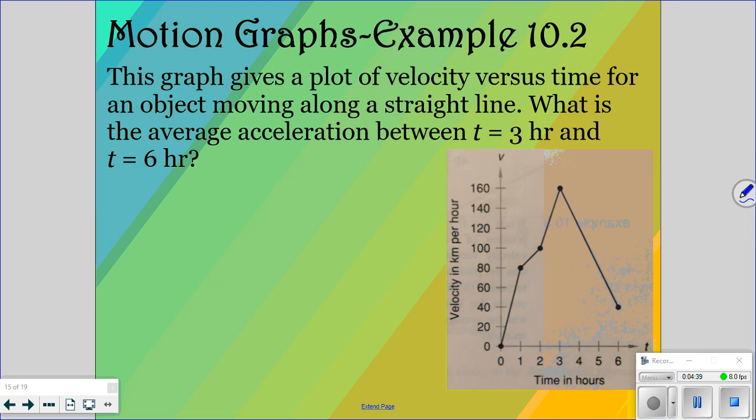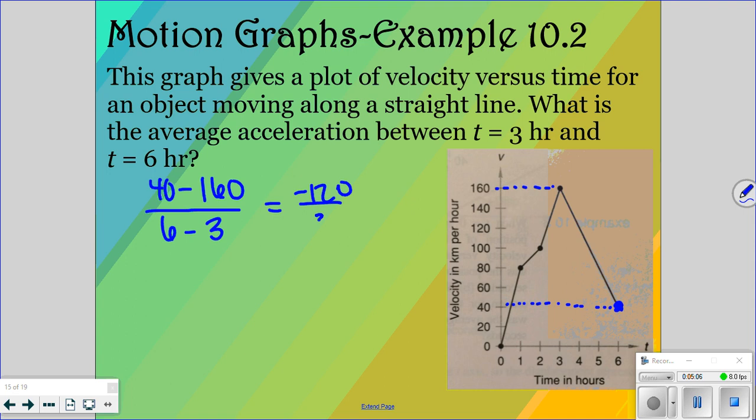This one is velocity versus time. What is the average acceleration between 3 and 6? So we start with 6 minus 3. And at 6, it looks like our velocity is 40. And then at 3, it looks like our velocity is 160. So if you subtract, you're going to get negative 120 over 3, which is negative 40. And then how many sig figs should we have on these? We should have 2 sig figs because we assume we have 2 significant figures on these graphs. And then it's kilometers per hour squared. So that would be your answer for that one.